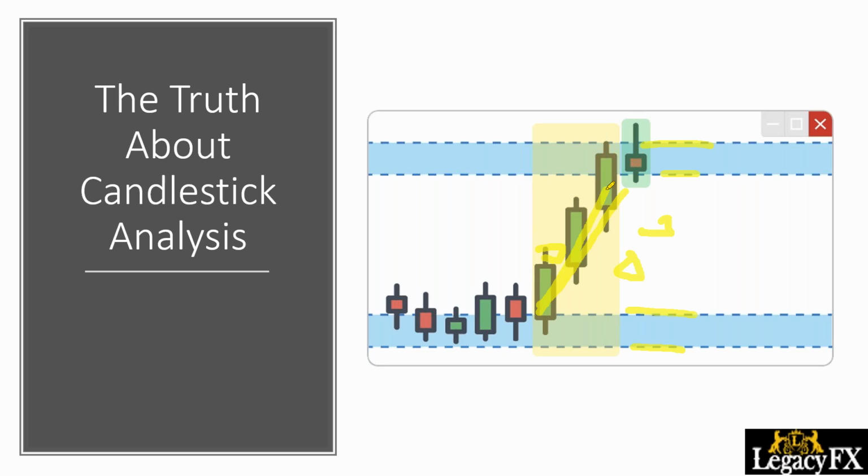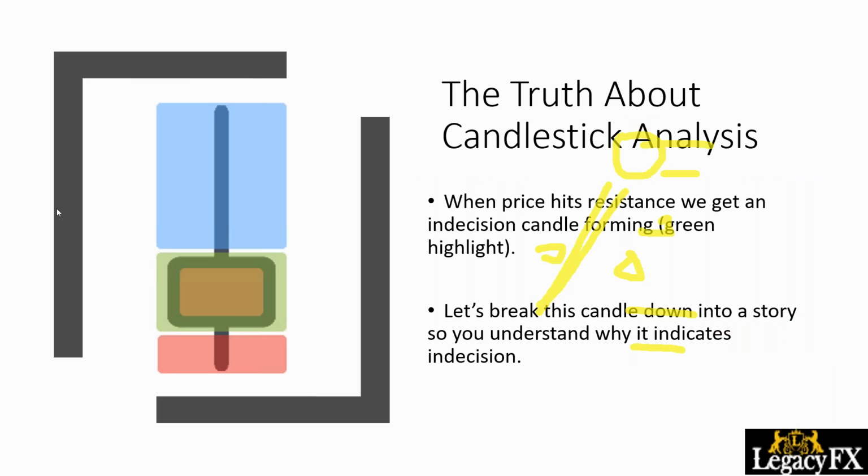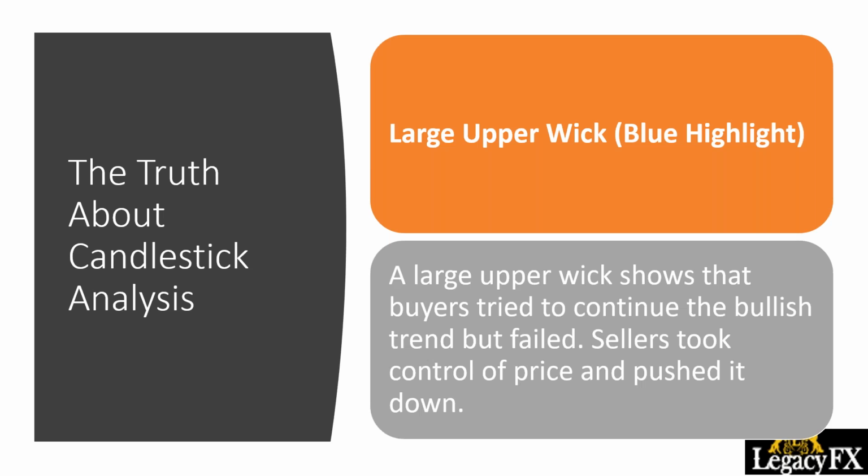So in this case, we would say the bulls were in control of the market. And then we get the indecision candle. Now, the indecision candle does not have to be the opposite color. An indecision candle is what? Short upper or lower wick, depending on which way it's formed. Longer upper wick, but it's a small body. So when price hits resistance, we get an indecision candle form. Okay. And this candle tells us a story.